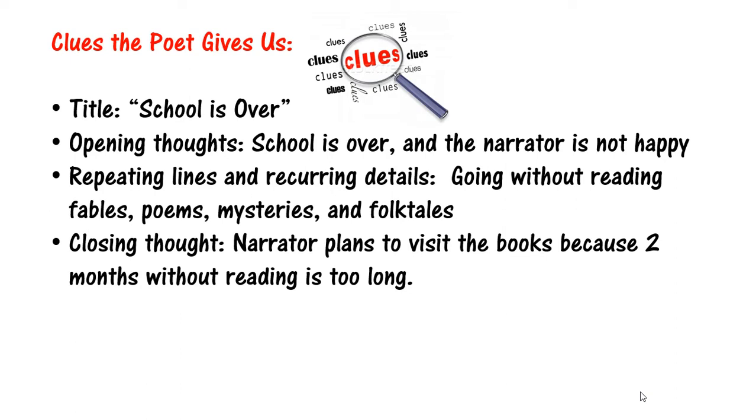First, the title, School Is Over. Opening thoughts say that school is over and the narrator is not happy. They are repeating lines and reoccurring details. Keep saying going without reading fables, poems, mysteries, and folk tales. And they're even closing this thought with the narrator's plans to visit the books because two months without reading is too long.